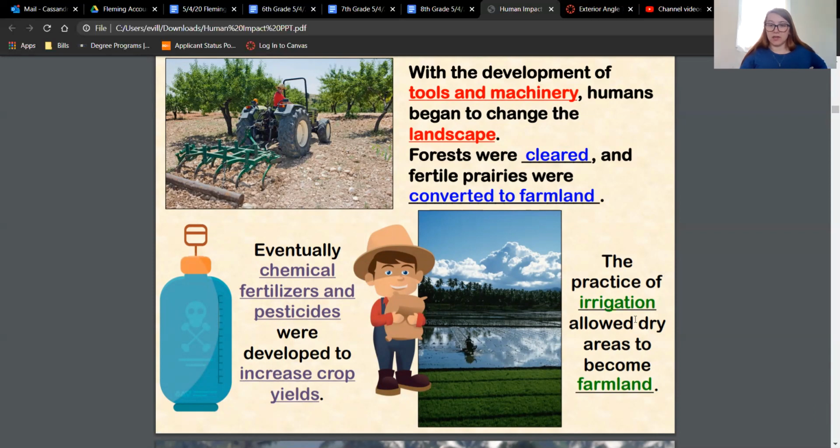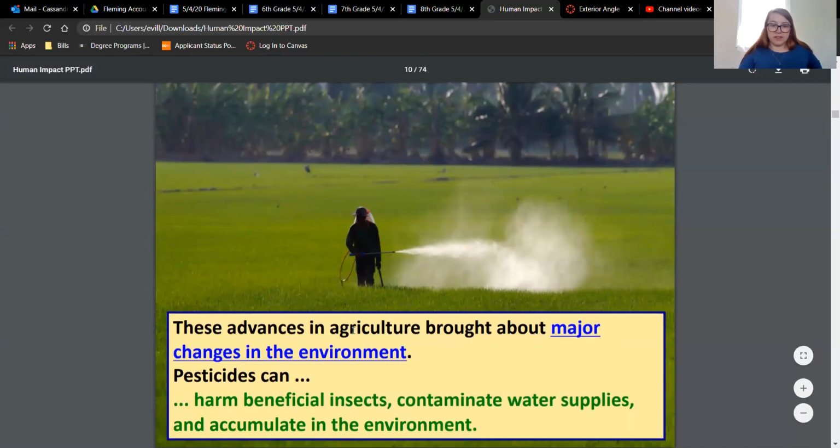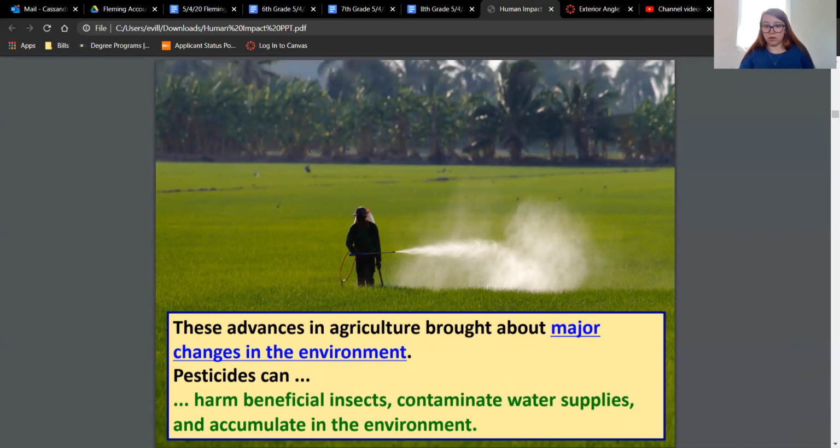The practice of irrigation allowed dry areas to become farmland. So irrigation is like watering and water systems. These advances in agriculture brought about major changes in the environment. Pesticides can harm beneficial insects, contaminate water supplies, and accumulate in the environment. So it can kill off good things, it can get in the water, which is bad for anyone, people or animals, and they can accumulate in the environment and build up and just be bad.